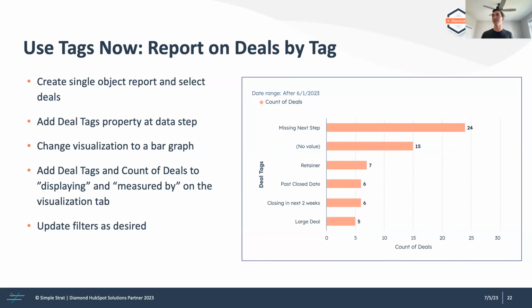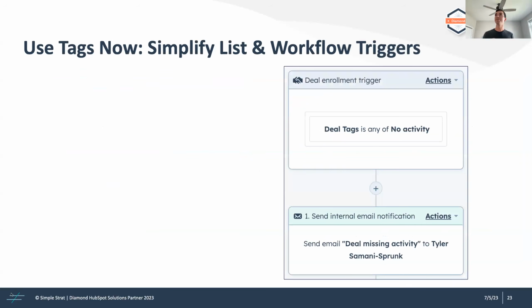So this particular example shows all deals created after June 1st, but you could do this quarter, this year, all time, whatever you want to do for your filters. Just make sure you update those date filters so that they match what you would like.